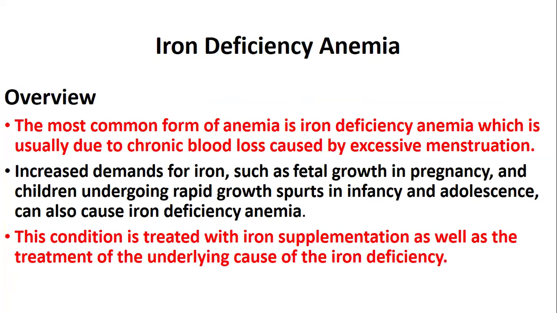Iron deficiency anemia. The most common form of anemia is iron deficiency anemia, which is usually due to chronic blood loss, most of the time caused by excessive bleeding. Also, it could be due to increased demand for iron, such as what happens during pregnancy, at the time of fetal growth, and children undergoing rapid growth spurts in infancy as well as in adolescence. All these can cause iron deficiency anemia. This condition is treated with iron supplementation as well as the treatment of the underlying cause.